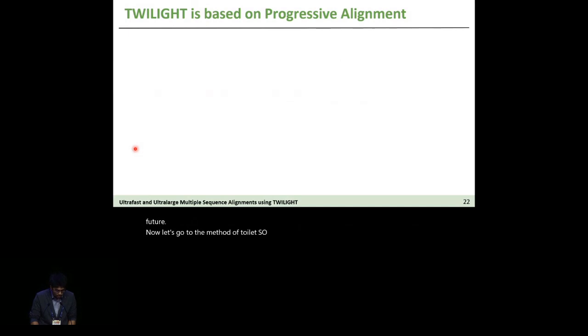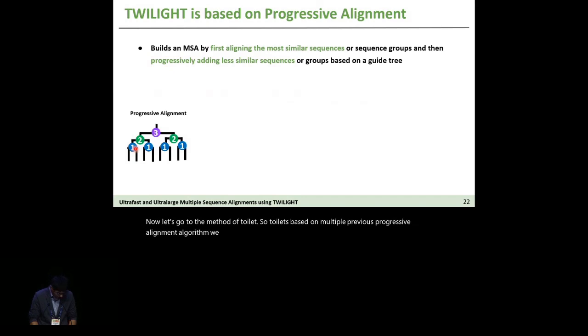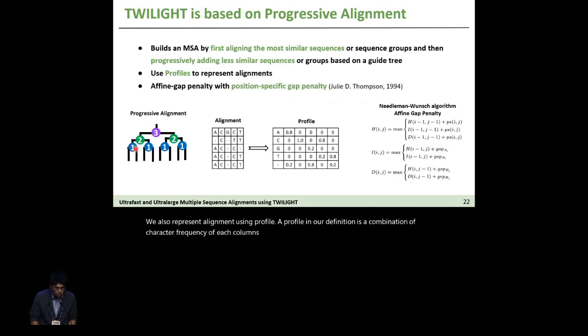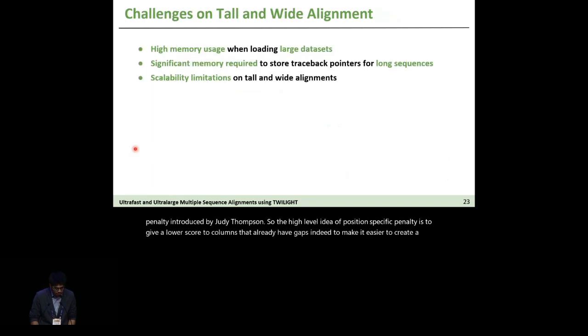So TWILIGHT is based on multiple previous progressive alignment algorithms. We use progressive alignment, and we also represent alignment using profiles. A profile in our definition is a combination of character frequencies of each column. And we also adopt the Needleman-Wunsch algorithm, which is a global alignment algorithm with affine gap penalty, and also adopt the position-specific gap penalty introduced by Julie Thompson. So the high-level idea of position-specific gap penalty is to give a lower score to columns that already have gaps in them to make it easier to create a gap there.